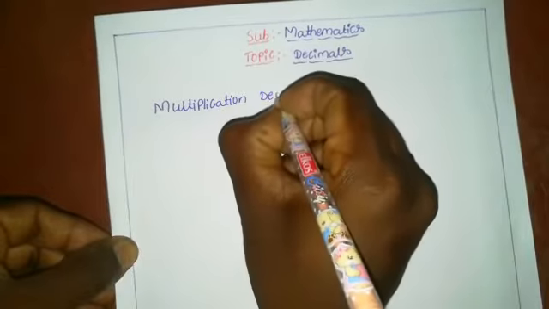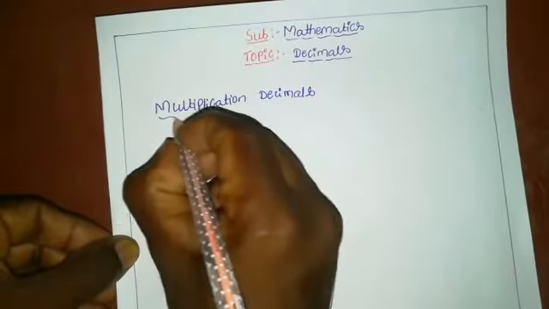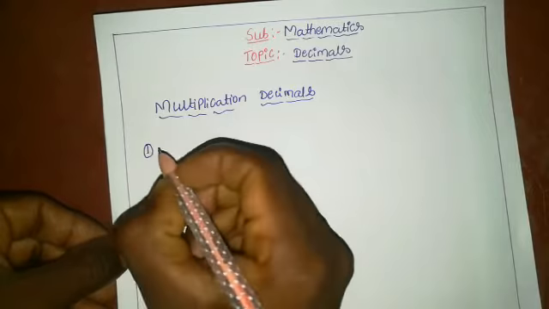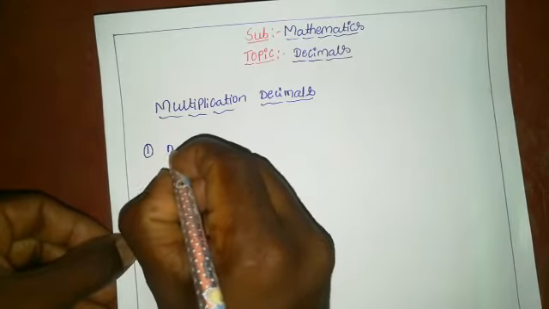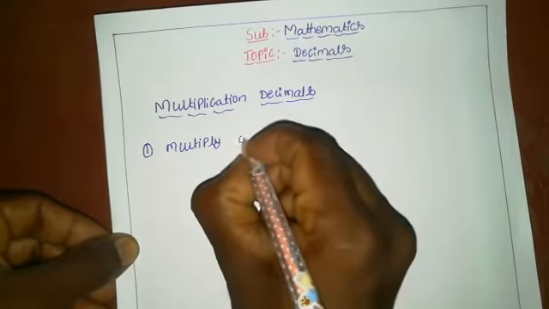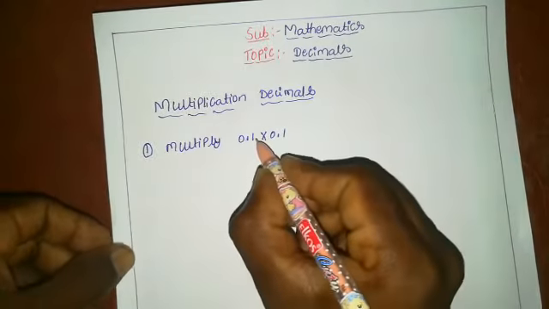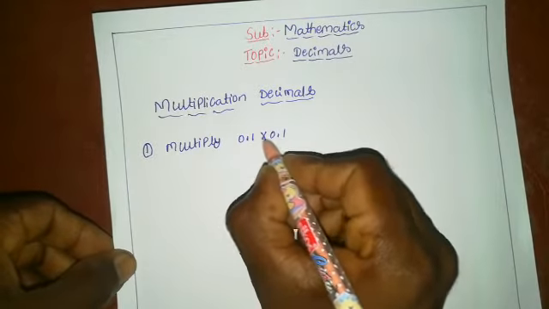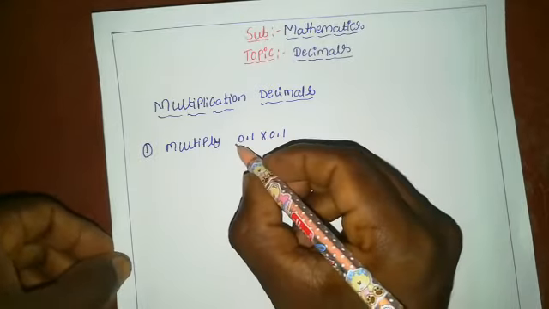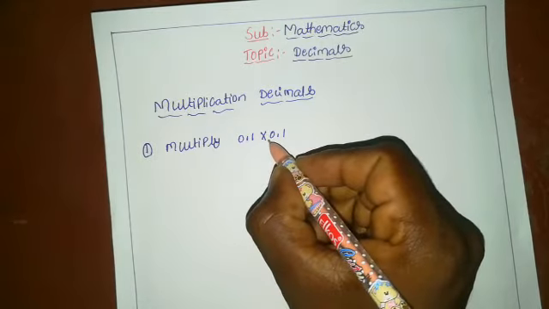How do you multiply a decimal by a whole number and a decimal by a decimal? For example, we have to multiply 0.1 into 0.1. 0.1 is a decimal number and 0.1 is also a decimal number. We have to multiply the two decimal numbers. Then how do you multiply them?